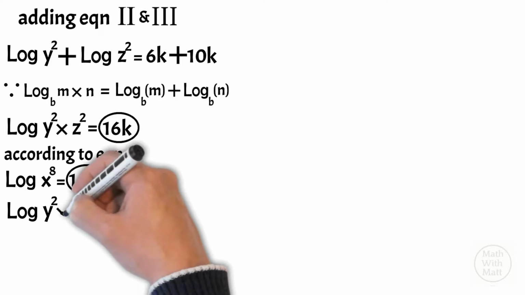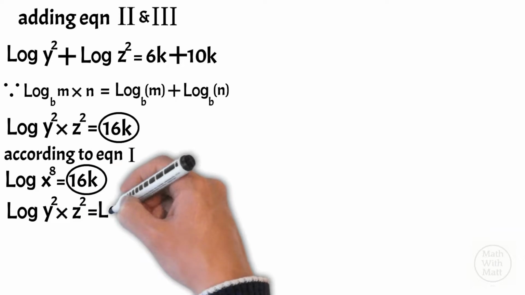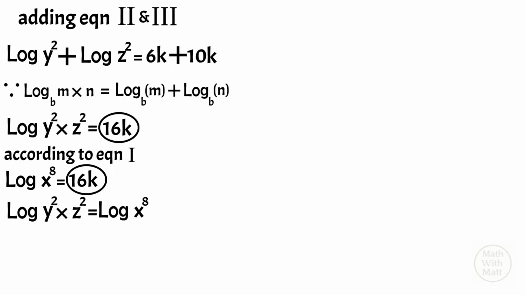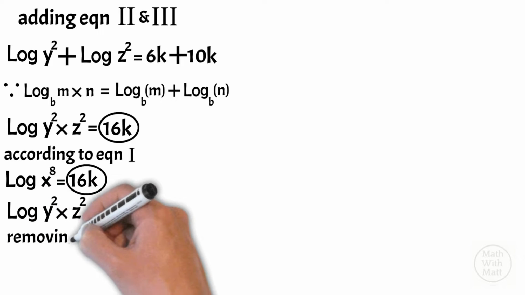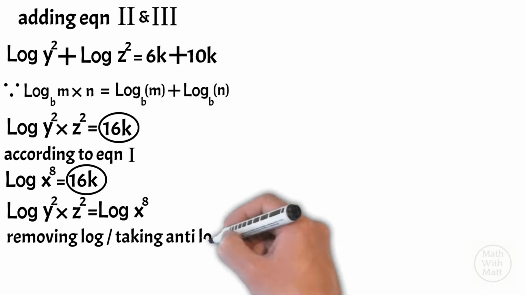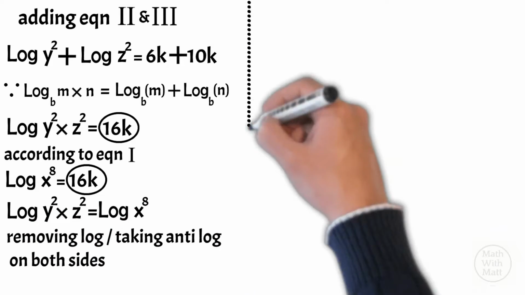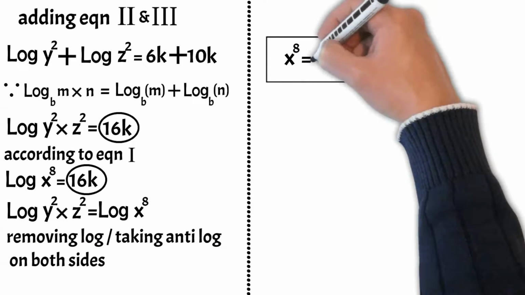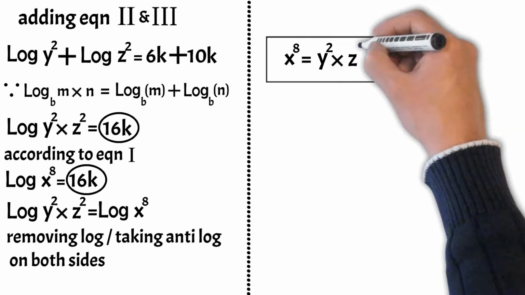So we can make the subtle connection and get log of y squared times z squared equals log of x to power 8. And for our final move, we remove log on both sides to get our answer, which is x to power 8 equals y squared times z squared.